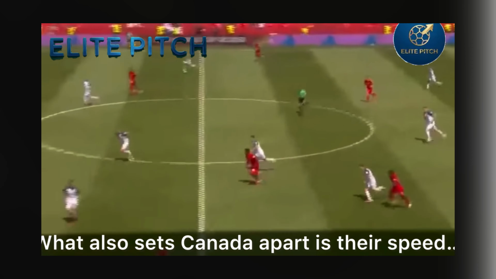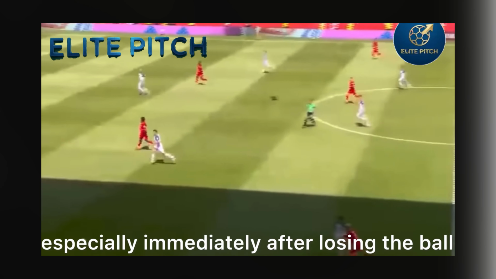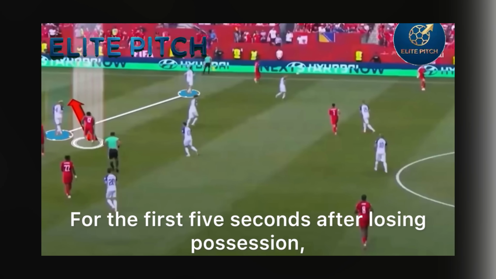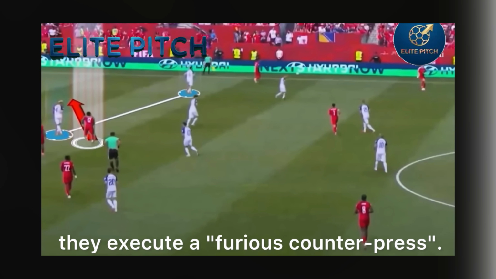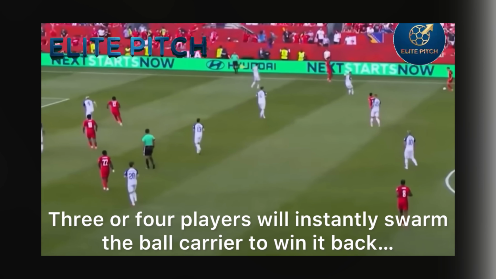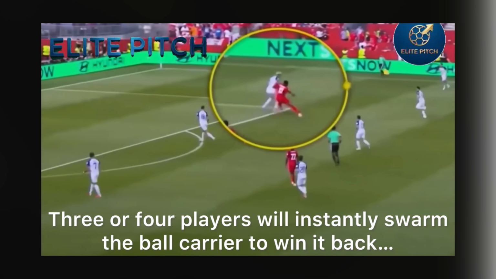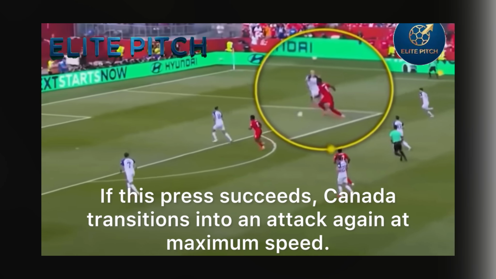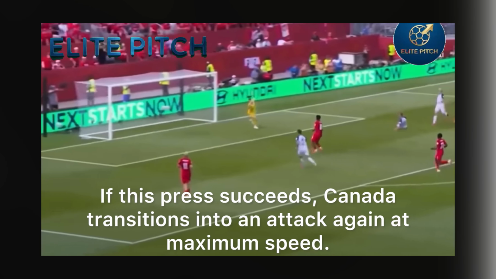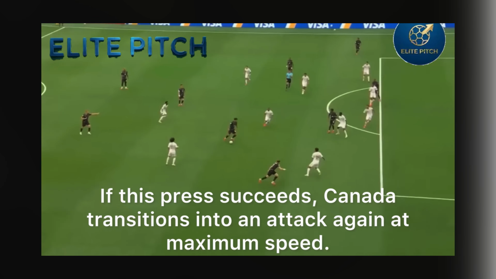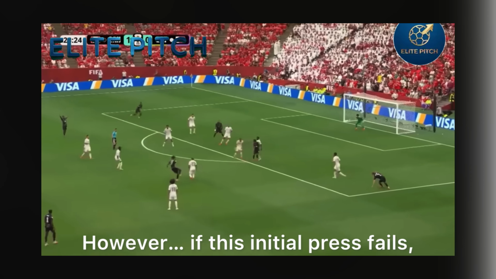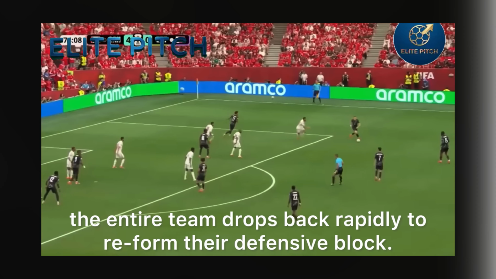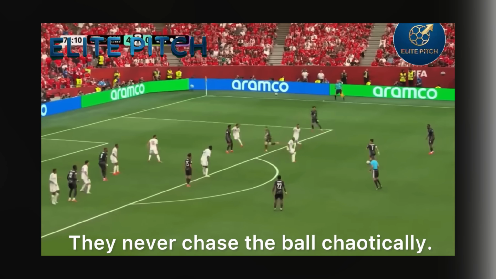What also sets Canada apart is their speed, especially immediately after losing the ball. For the first 5 seconds after losing possession, they execute a furious counterpress. 3 or 4 players will instantly swarm the ball carrier to win it back, before the opponent can even start to build a counterattack. If this press succeeds, Canada transitions into an attack again at maximum speed. However, if this initial press fails, the entire team drops back rapidly to reform their defensive block. They never chase the ball chaotically.